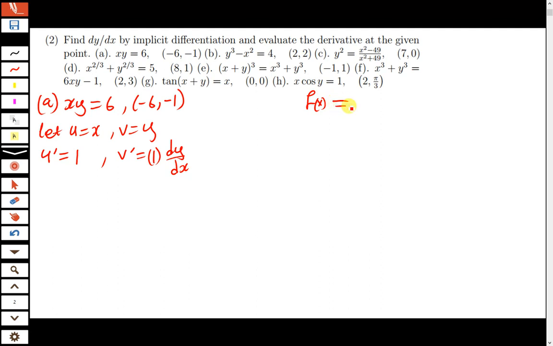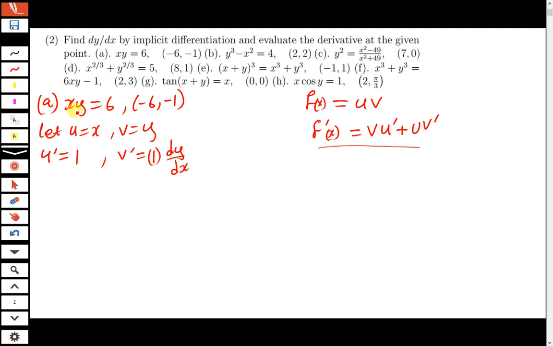For instance, if you have f of x is equal to u times v, then to find f prime of x, you always have to say v times u prime, plus u times v prime. This is what we call the product rule. So now let us quickly plug what we have found into this expression.